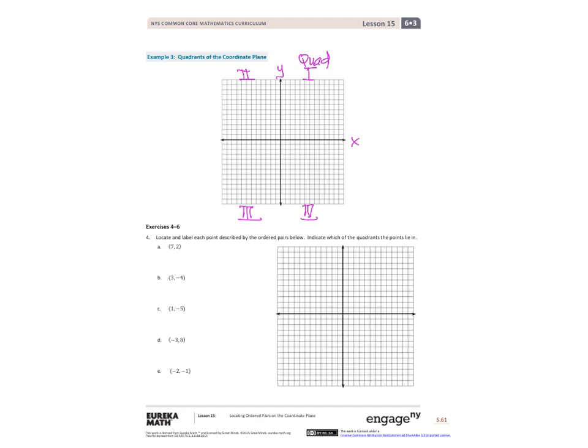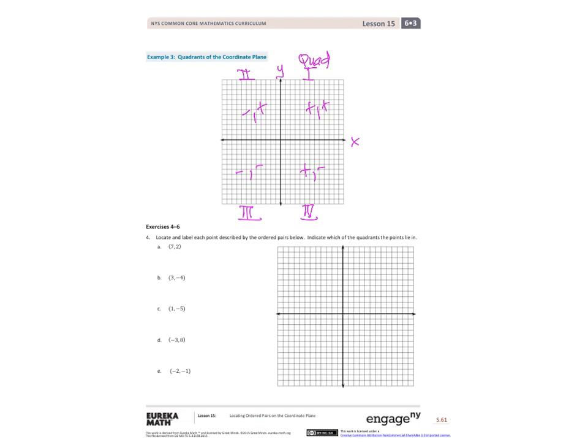That is the positive, positive. This is the negative, positive. This is the negative, negative. And this is the positive, negative. So that lets us know if I'm looking at an ordered pair, I know which quadrant I'm going to be looking at when I start looking at the signs. So then on 4 through 6, locate and label each point described by the ordered pairs. Indicate which of the quadrants the points lie on.